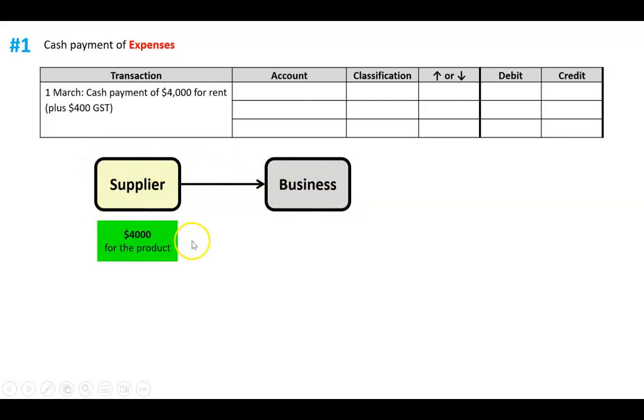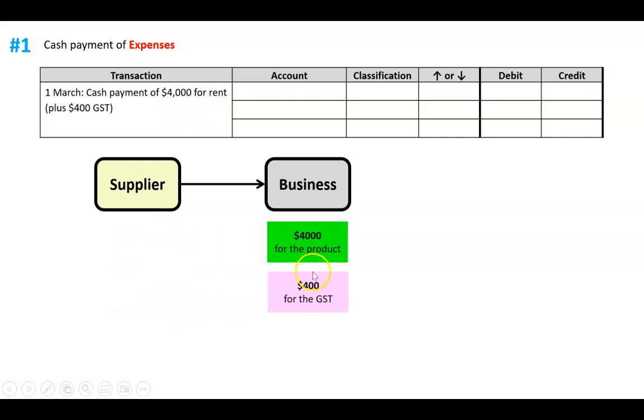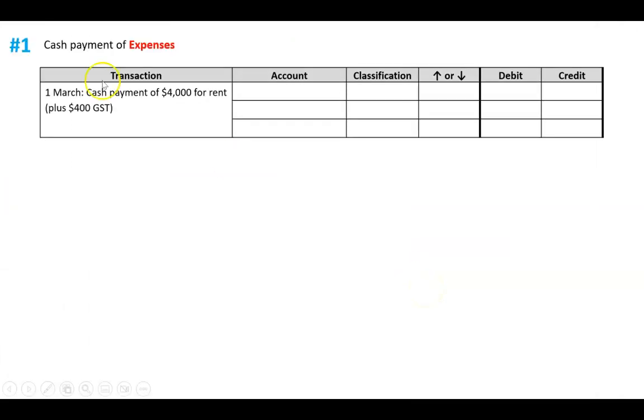And they'll actually charge us two things. So in this case, it'll be $4,000 for the product, which in this case is rent. But there'll also be $400 for the GST. So when they charge us, we're going to have to pay them $4,000 plus $400. We'll have to pay a total of $4,400. So when we think about that, we're actually paying for two things, the product and the GST, and that's going to be important. So let's deal with that.